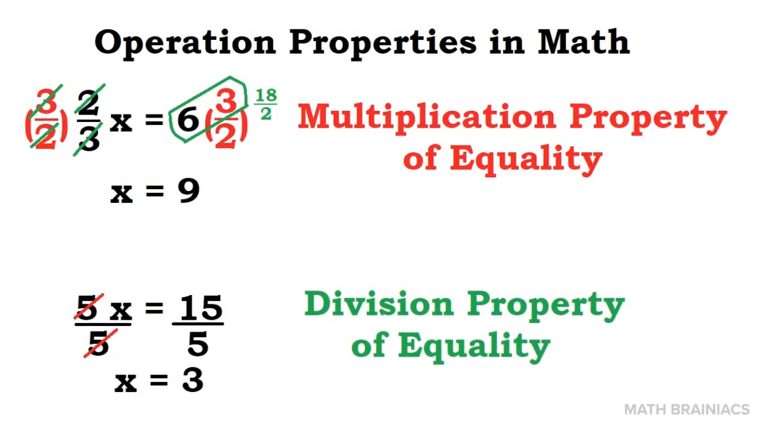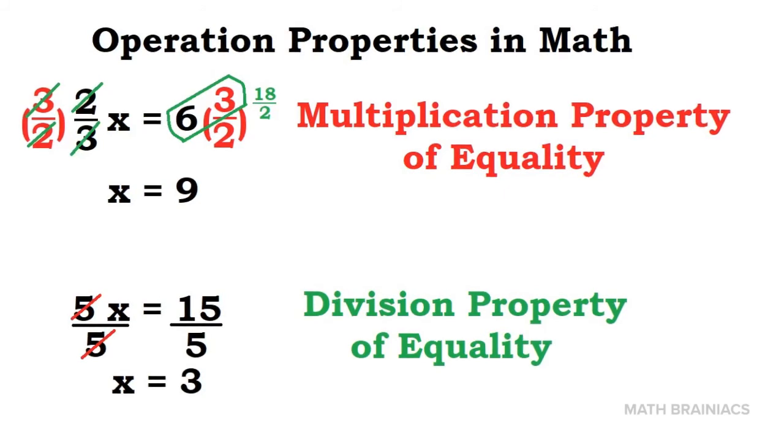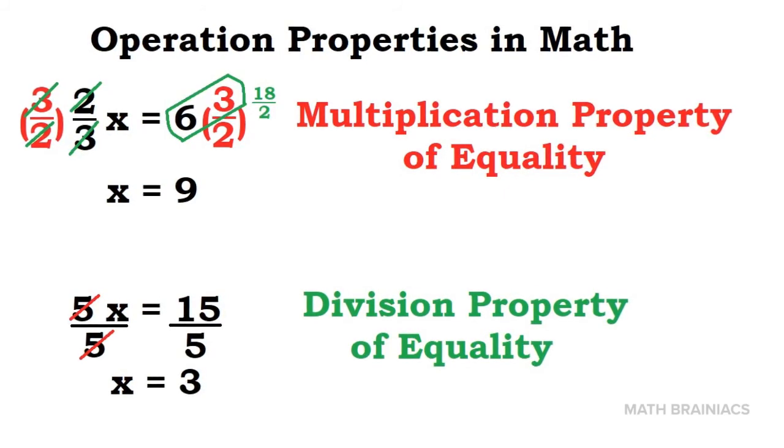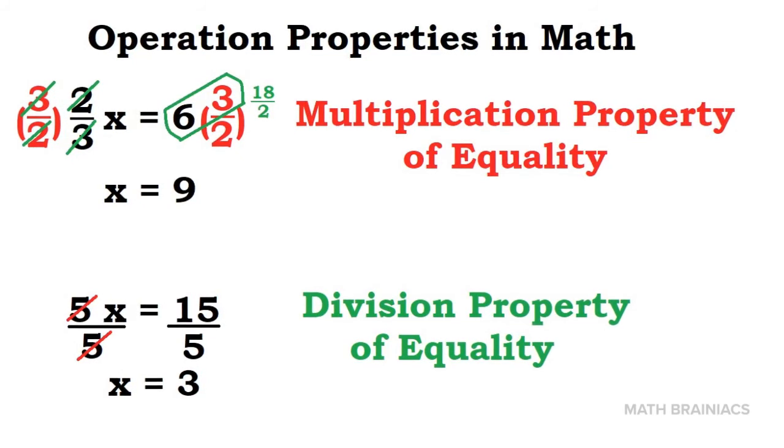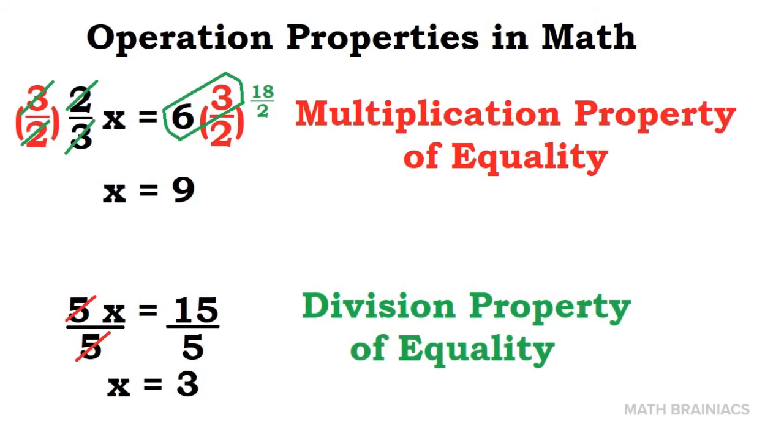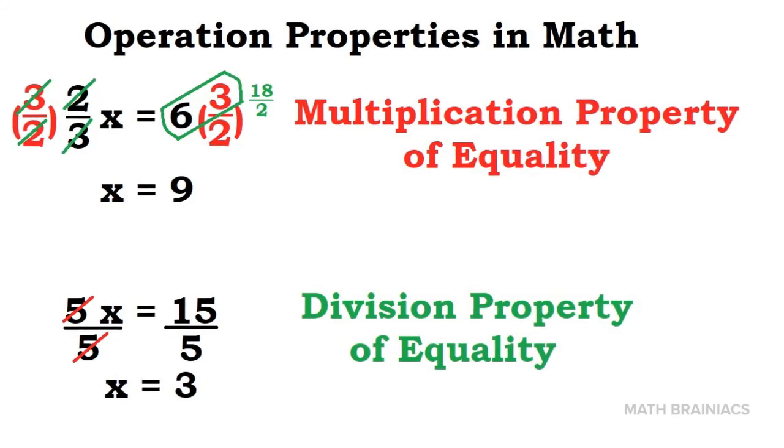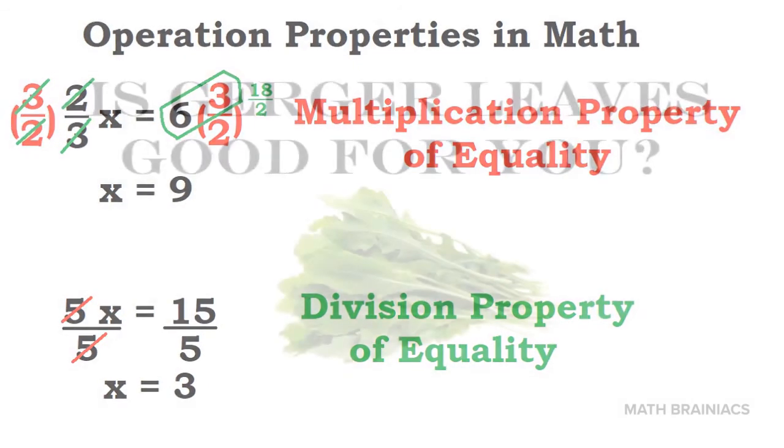Moreover, if the given equation has a division with a variable, then we are going to use the multiplication property of equality to solve for x. Nevertheless, if the given equation has a multiplication with a variable, then we are going to use the division property of equality to solve for x.